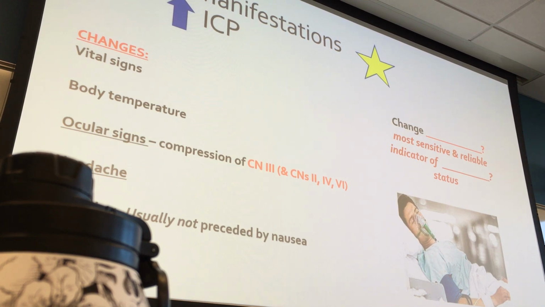High blood pressure, yep, what else? Bradycardia. Well, we're gonna be talking about Cushing's in just a little bit. So that's kind of getting into Cushing's triad, and we'll talk about that here in just a second. What about body temperature? Increase, right?